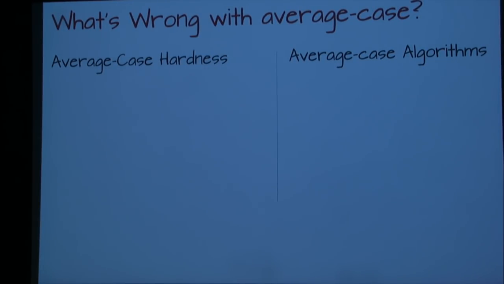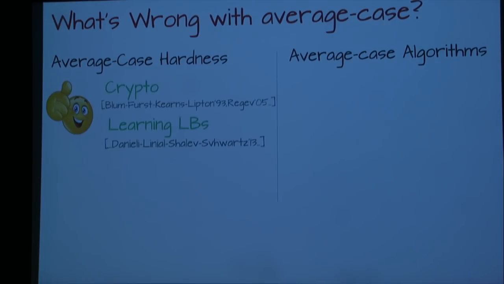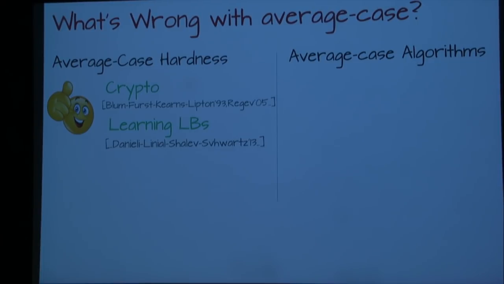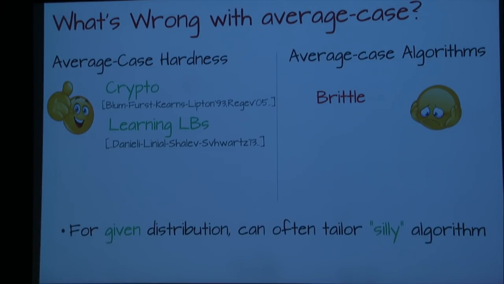But in average case complexity, it's a little bit like a mirror image. We are actually happier in average case when we have hardness results. So hardness results in average case complexity are very useful. We can build crypto primitives out of them, and we can maybe show barriers for learning problems. And actually, algorithms for average case complexity tend to not be so helpful if you take them as a black box, because often if you fix the average case distribution, you can tailor a very silly algorithm.